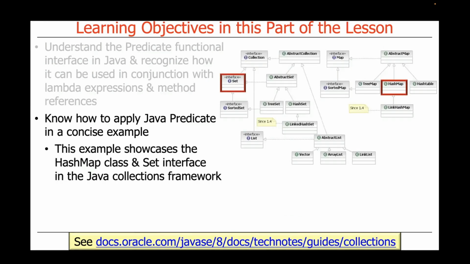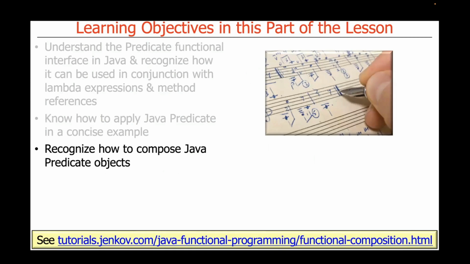This particular example showcases the use of the HashMap class and the set interface in the context of the Java collections framework. Hopefully you're familiar with Java collections. If you've worked with Java any length of time, you've undoubtedly used Java collections. And we'll also talk about how to compose Java predicate objects together.